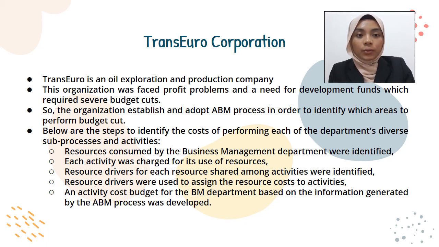There are 5 steps to identify the cost of performing each of the department's diverse sub-processes and activities for TransEuro. First, resources consumed by the business management department were identified. Second, each activity was charged for its use of resources. Third, resource drivers: for each resource, the shared amount among activities was identified. Fourth, resource drivers were used to assign the resource cost to activities. And the last one is that an activity cost budget for the business management department, based on the information generated by the ABM process, was developed.